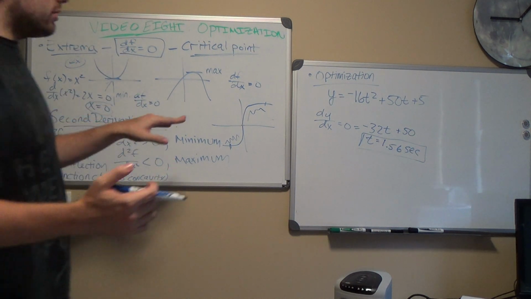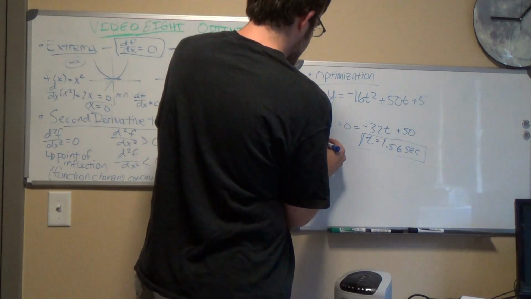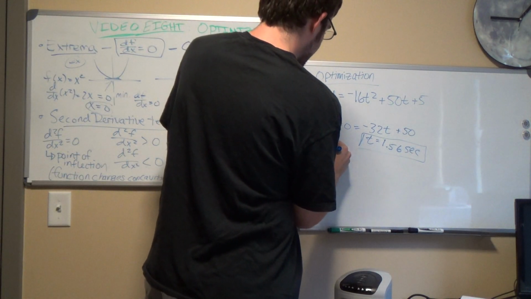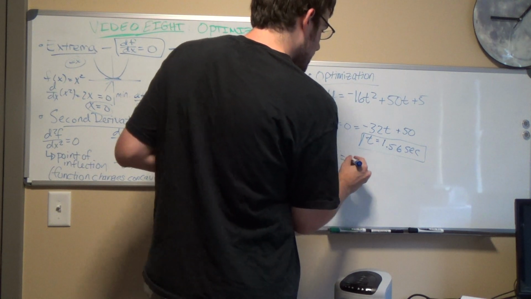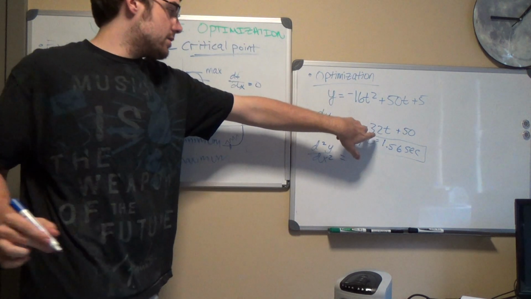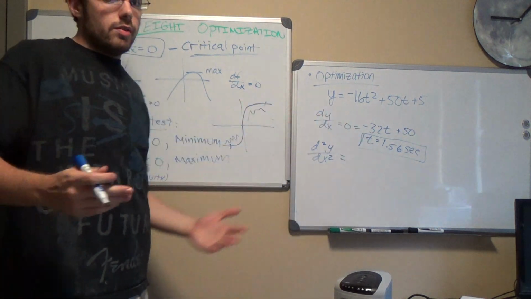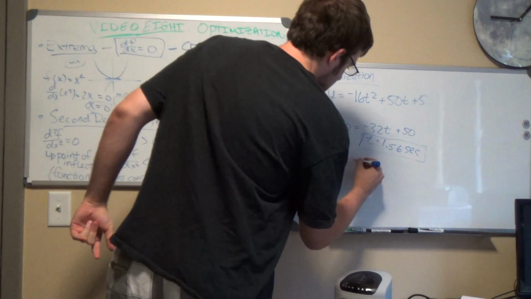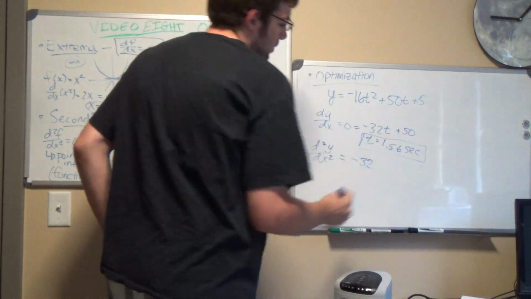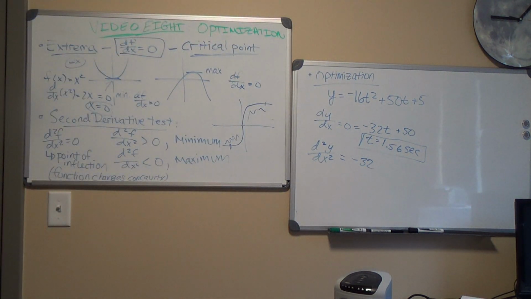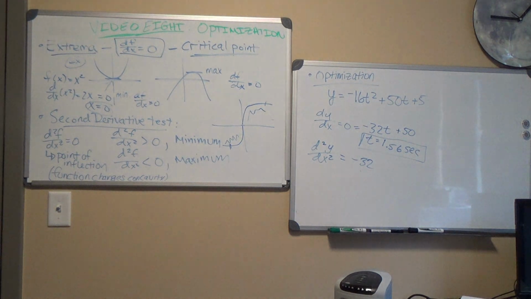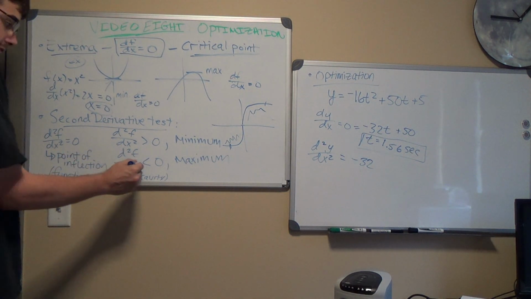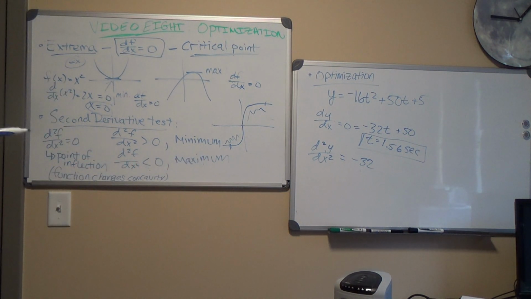So we find the second derivative of this function. That's the derivative of this, d squared y/dx squared, which is equal to the derivative of negative 32t plus 50. The derivative of negative 32t is negative 32, and the derivative of 50 is 0. So the second derivative is negative 32. Negative 32 is less than 0, so it is a maximum.